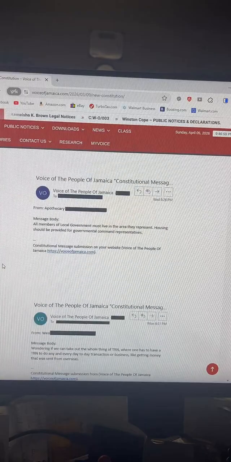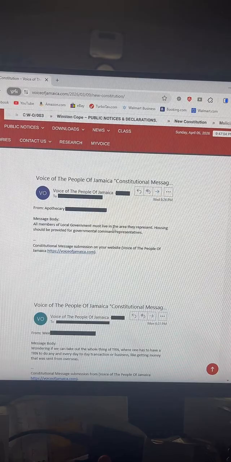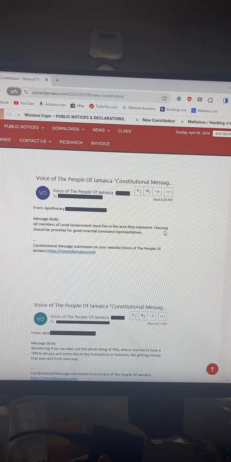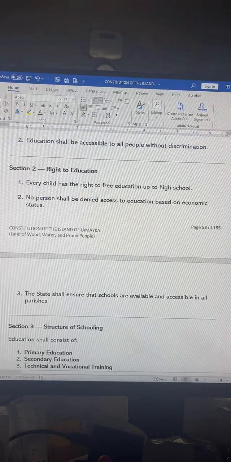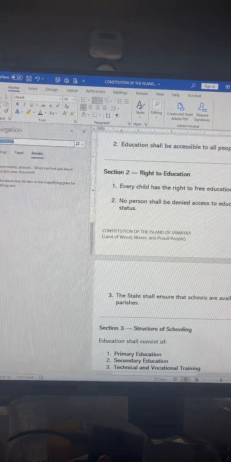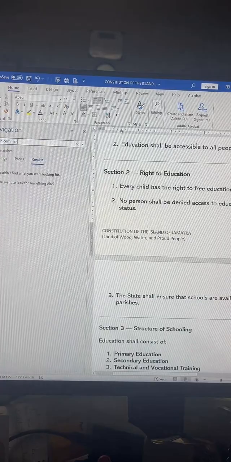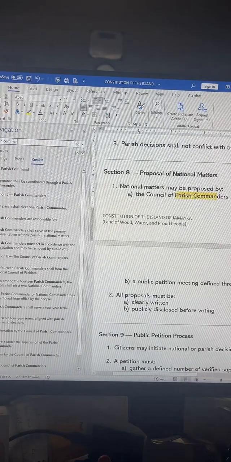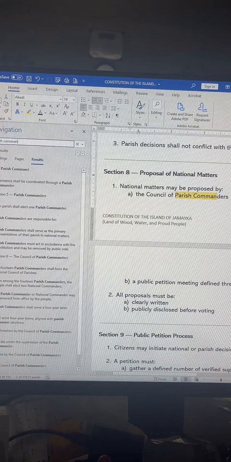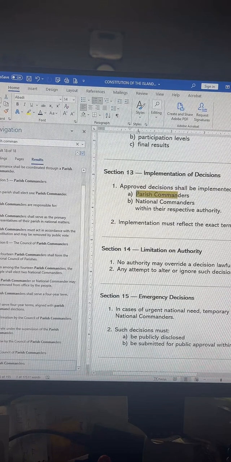Let us see what else we got. Another suggestion: all members of local government must live in the area they represent. Right? I don't think we put that in there. Parish command. Proposals. Let's see.